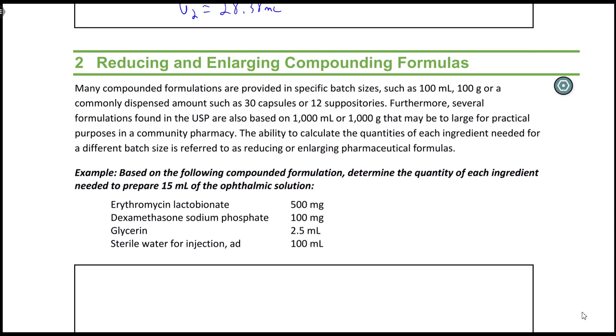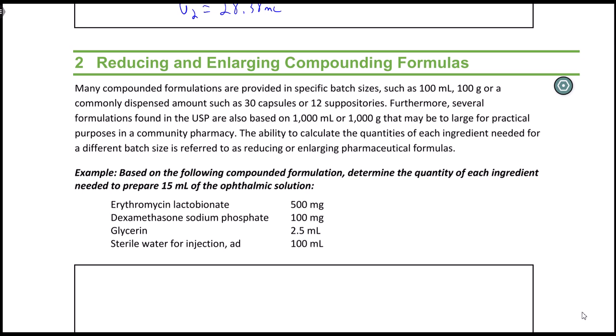So a lot of times when you see formulations, these are called master formulation records. You can look at them as a recipe. So if your recipe is for making cookies and the recipe is for 12 cookies and you want to make 24 cookies because you got more people coming over, what do you do to the formula? You just basically double everything, right? So instead of 2 eggs, you use 4 eggs. Instead of 2 cups of flour, you use 4 cups of flour. Well, we do the same thing in compounding.